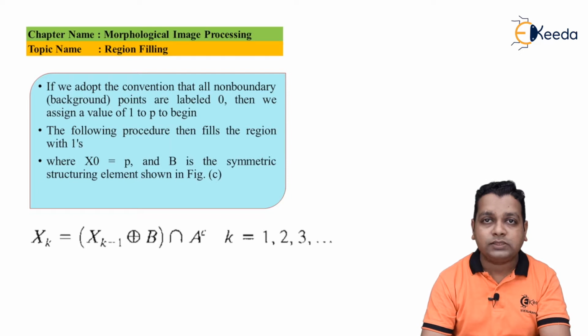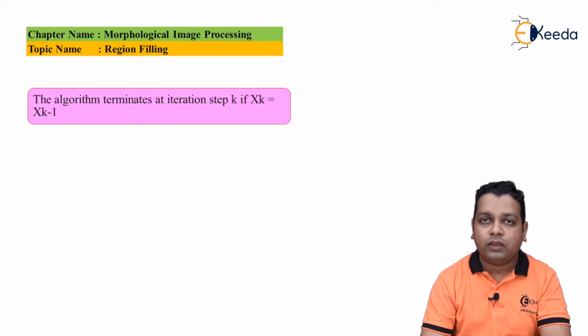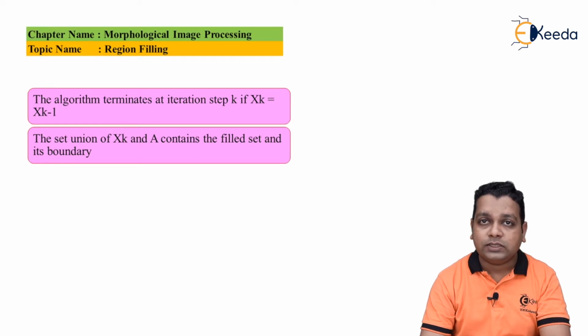Here X suffix 0 will be equal to the region point represented by P, and B is the symmetric structuring element that we have already shown in the last figure, part C. Now the algorithm terminates the iterative step if X suffix k is equal to X suffix k minus 1. The set union of X suffix k and the set capital A contains the filled set and its boundary.